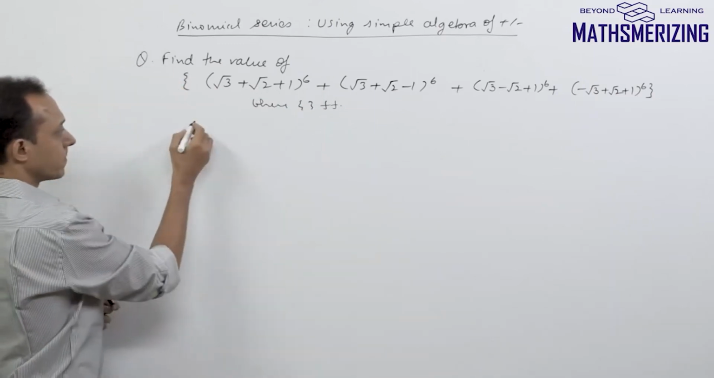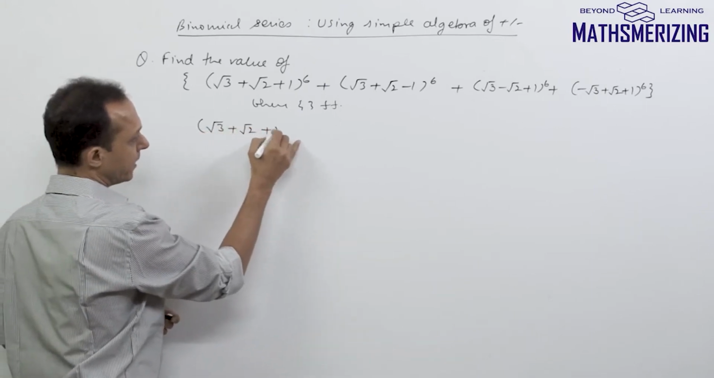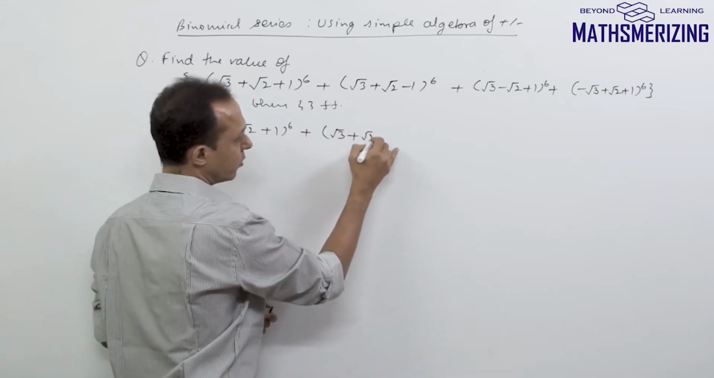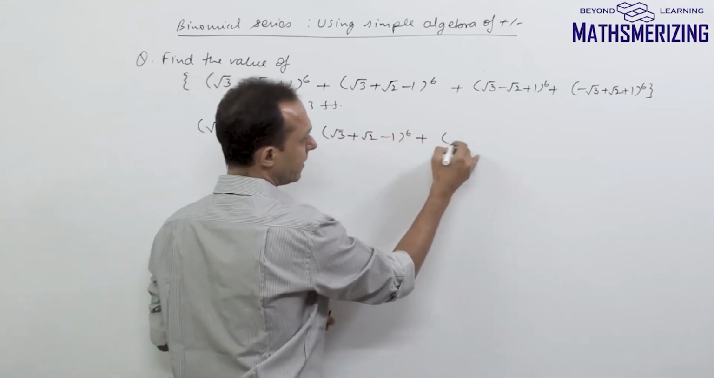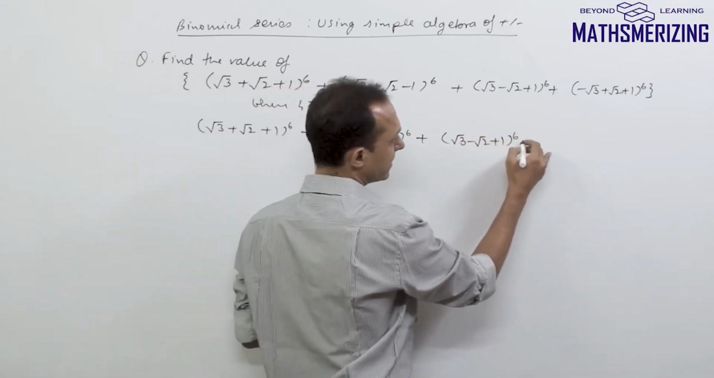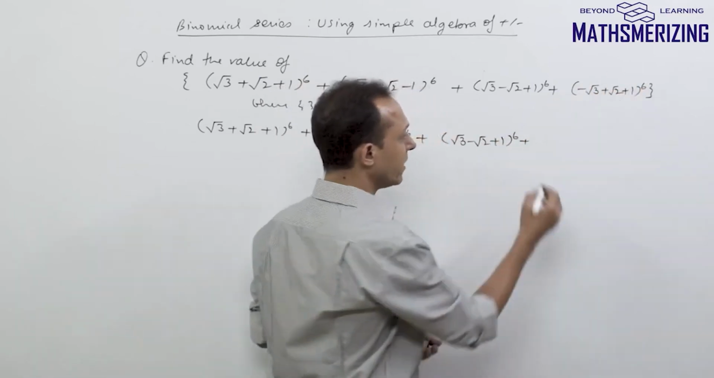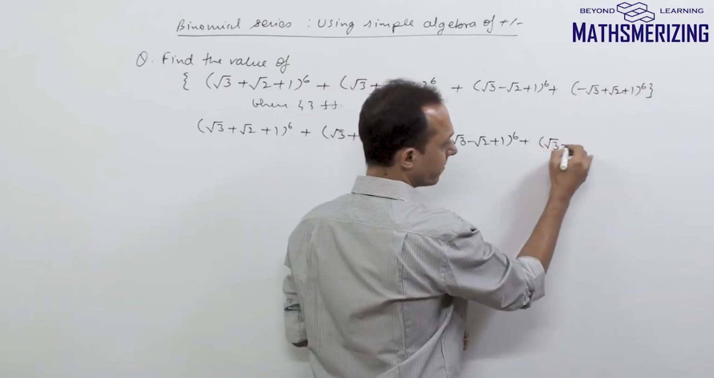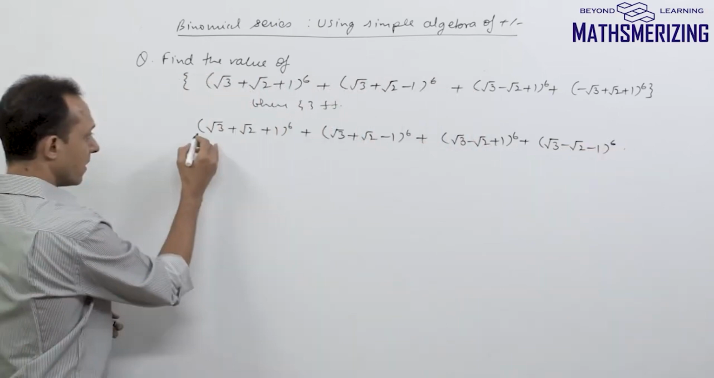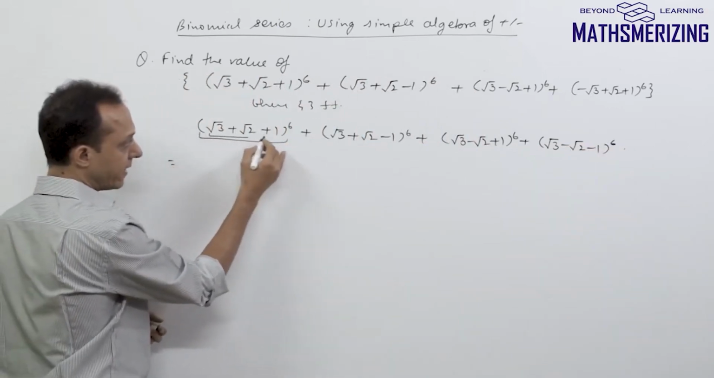Now what I'll do is I'll write this as root 3 plus root 2 and then plus 1 to the power 6, and here I'll write root 3 plus root 2 minus 1 to the power 6. Here it is root 3 minus root 2 plus 1 to the power 6, and here I'll take minus 1 common. So minus 1 to the power 6 will be simply plus 1. So I'm going to write it as root 3 minus root 2 and minus 1 to the power 6. Now if I write the series summation for this one using binomial, I'll consider this as A and this as B.